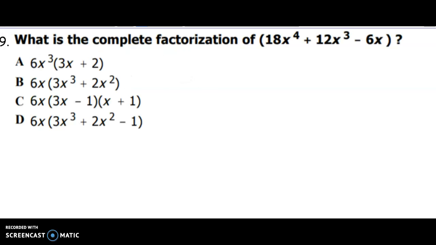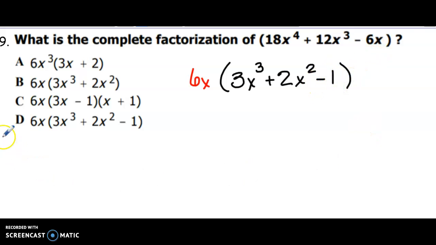Factor completely. I'm going to look for GCF first. I can take out a 6x. I have left 3. I had 4 x's. I took 1 away, so that's x cubed. 12 divided by 6 is 2. I had 3 x's, took 1 away, that's 2. And 6x divided by 6x is a 1. Right? There's your answer.